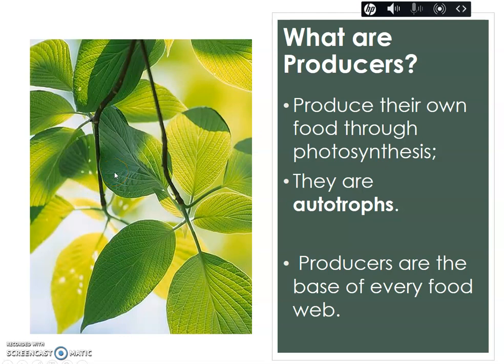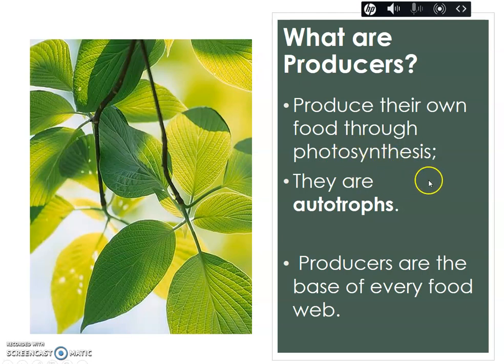Okay, so here's where you start your notes. What are producers? Producers produce their own food through photosynthesis. So these are leaves and any type of flowers and fruits, and they get their energy from the sun. They can just bask out in the sun and get the energy that's needed for them to grow and stay green. There are other things that they need, but primarily their energy source is the sun. And they use photosynthesis for that.